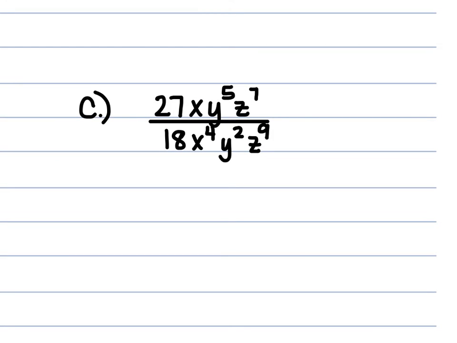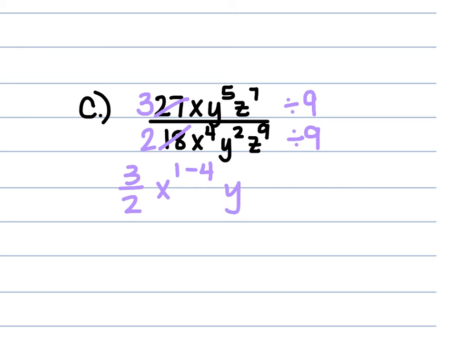For c, we have 27xy to the 5th power, z to the 7th power, all over 18x to the 4th power, y to the 2nd power, z to the 9th power. So we're going to divide top and bottom numbers by 9. The 27 turns into a 3, the 18 turns into a 2. So we're going to have 3 over 2, then x to the 1st minus the 4th, y to the 5th minus the 2nd, z to the 7th minus the 9th.